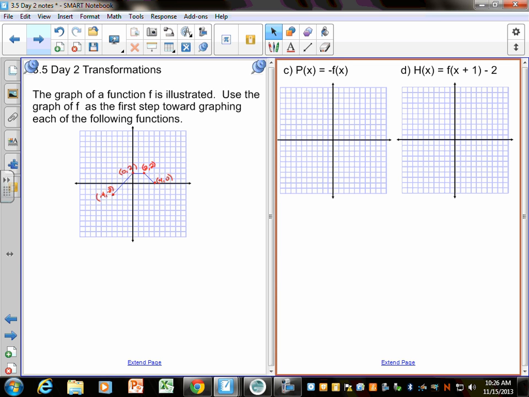What does a negative out front do to your function? It's going to flip it, but which way is it going to flip it? Is it going to flip it over the x-axis or flip it over the y-axis?